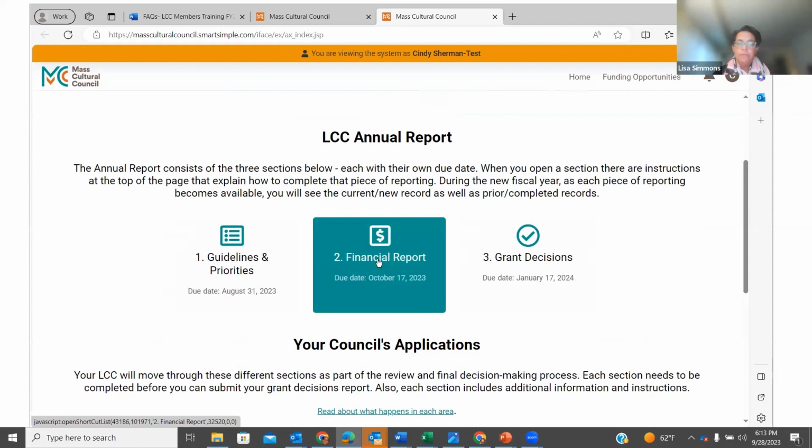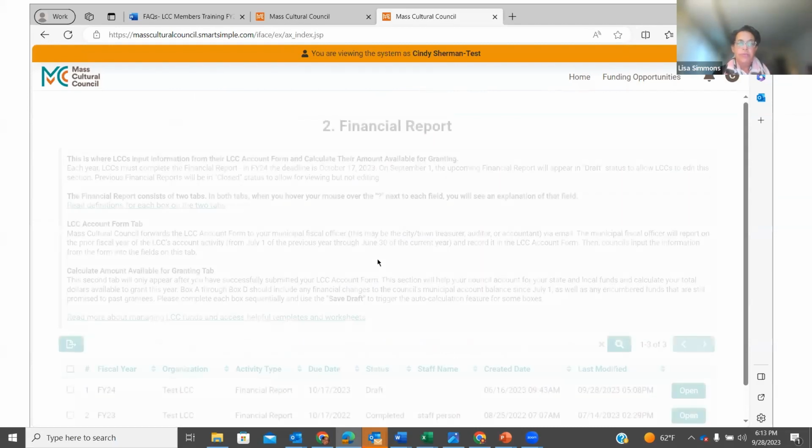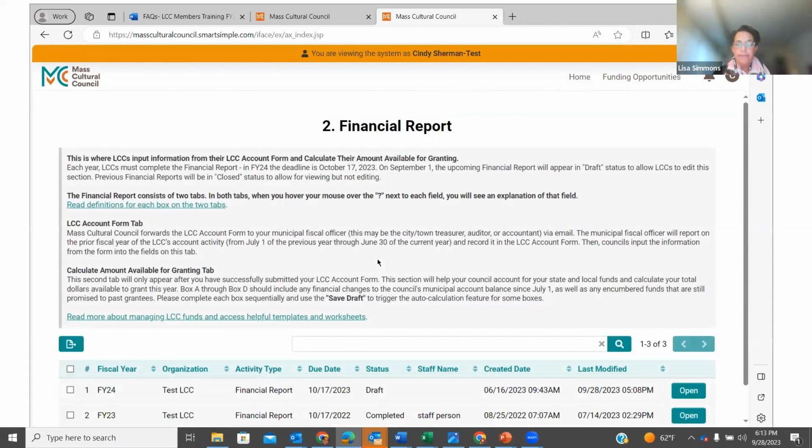So you're going to come here, you're going to click on your financial report. And as I was saying before, this is the wonderful thing about the system, is that it gives you all of these instructions. So if you ever have any question, these instructions are going to help you get through the process.